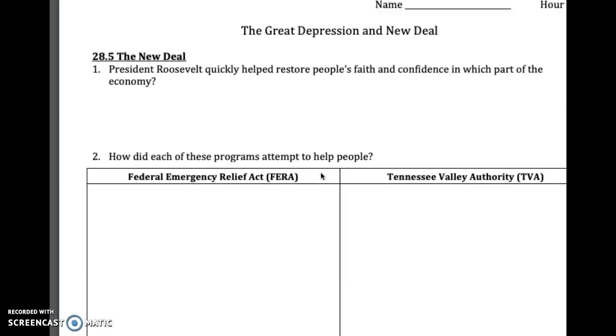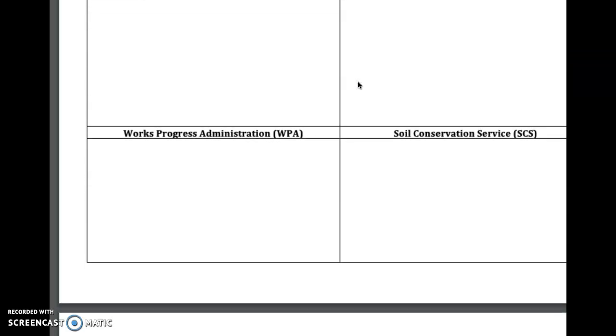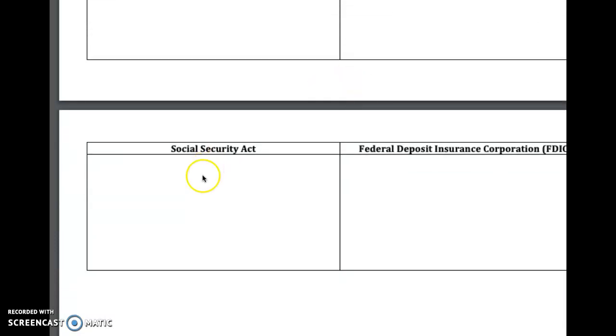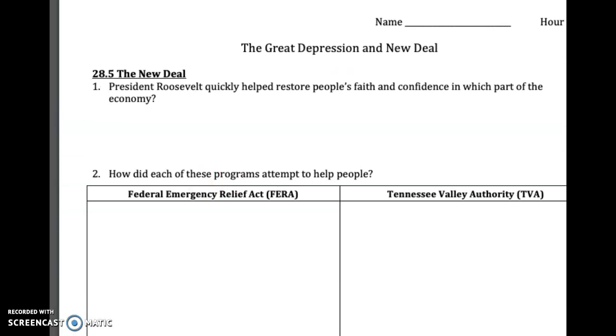So for class on Thursday, you need to read about the New Deals, including President Roosevelt's first emergency kind of plan to help people feel confident in his leadership abilities and in the economy again. And then you're going to read about each of these New Deals and tell me how did they attempt to help people during this time period in United States history.